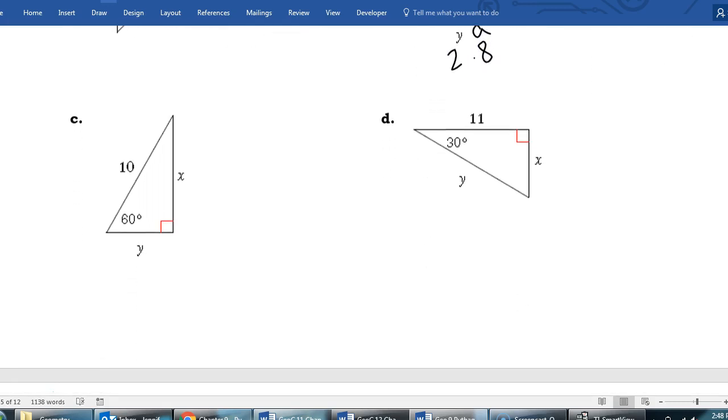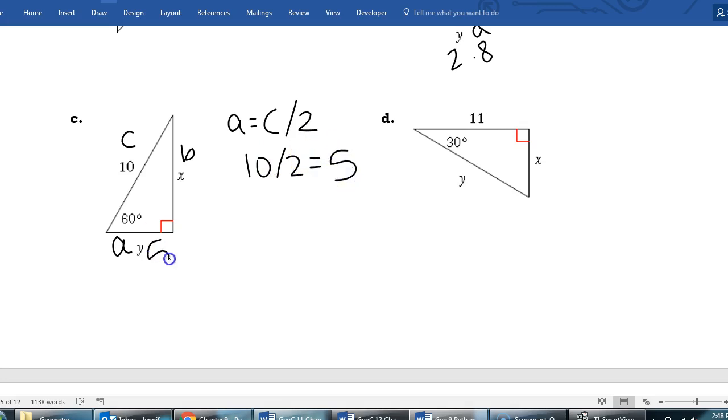My next two examples are 30, 60, 90 triangles. I'm going to label them short, medium, and long, A, B, and C. I need to find B and I need to find A. Now based on the formulas, I don't have a way to get B unless I know A. So I have to do A first. To get A, I'm going to take my hypotenuse and divide it by 2. This is my formula from up top. But that's pretty easy. 10 divided by 2 tells me that my short side is 5.